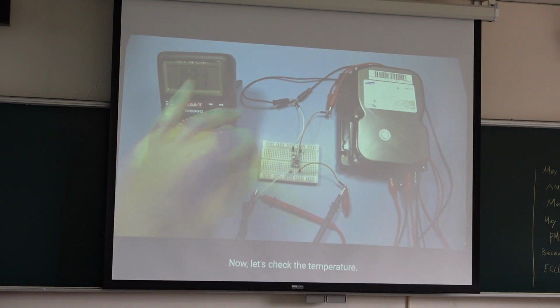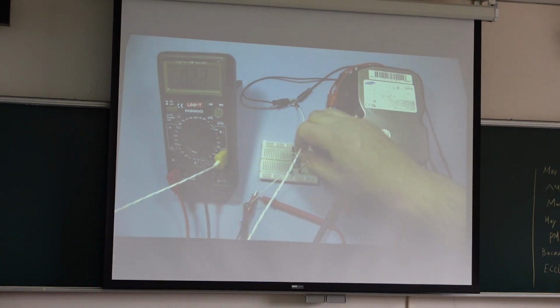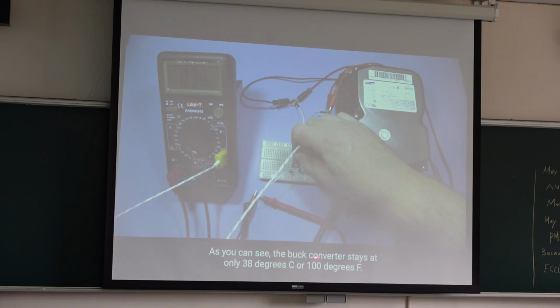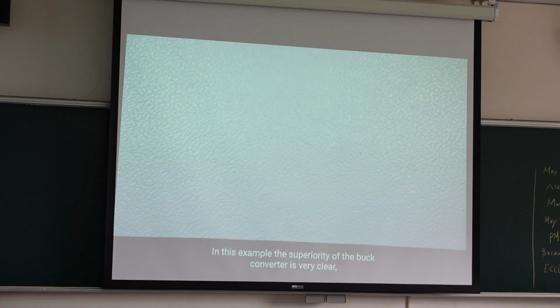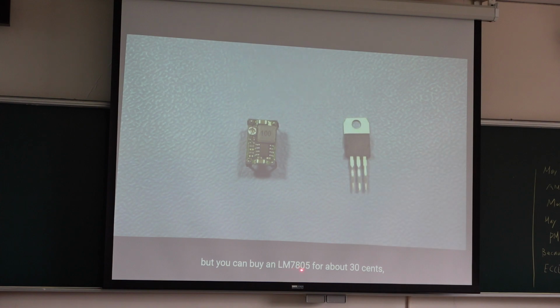So the linear regulator wastes a lot of the energy. Now let's check the temperature. As you can see, the buck converter stays at only 38 degrees Celsius, or 100 degrees Fahrenheit. In this example, the superiority of the buck converter is very clear. How about the LM7805? You can buy one for about 30 cents, while the cheapest buck converter will cost you about $2.50.